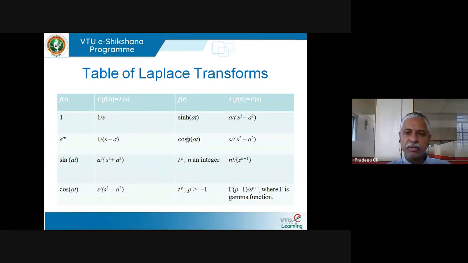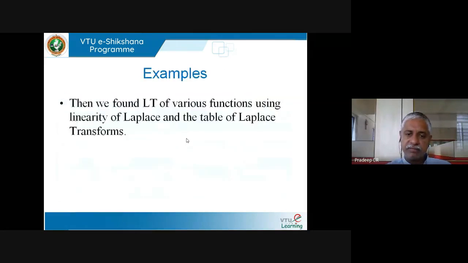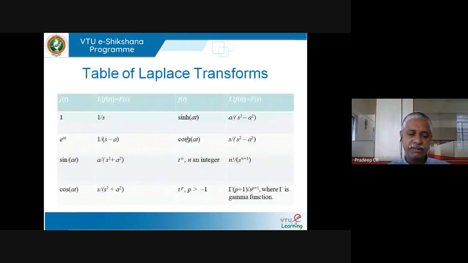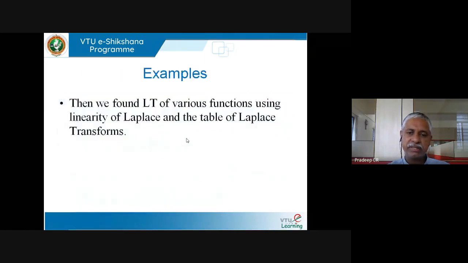And then what did we do? Apart from finding Laplace transform of these standard functions, we picked up functions from standard functions, from elementary functions, and tried to find Laplace transforms of those functions. For that, we used linearity and the table of Laplace transforms. Let me recall what we did there.